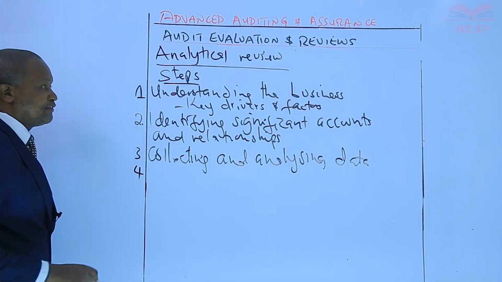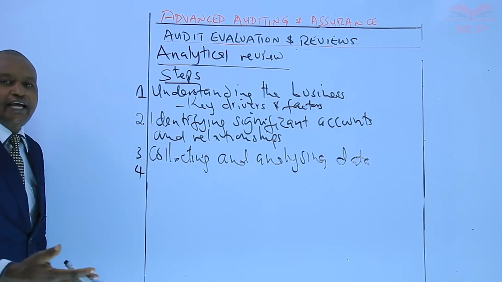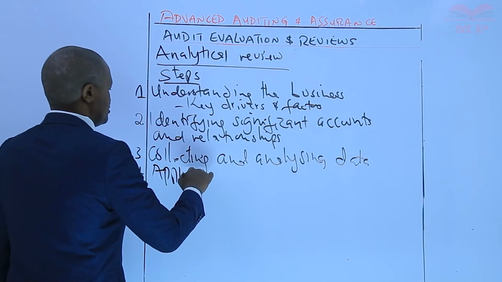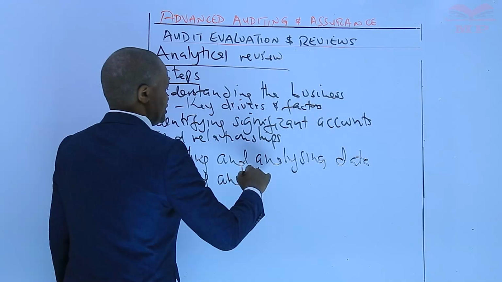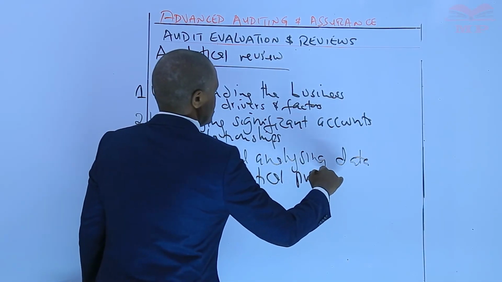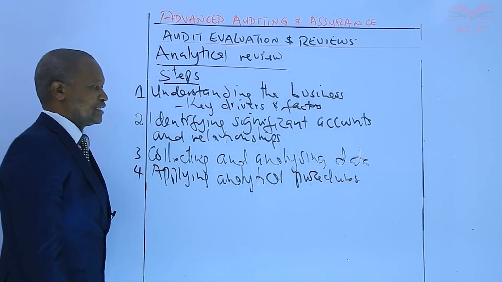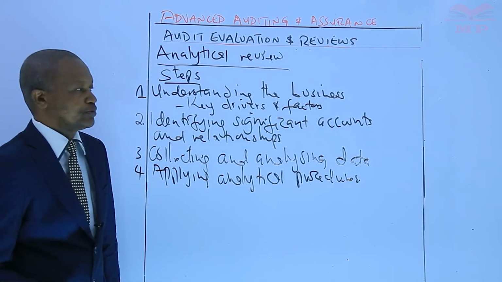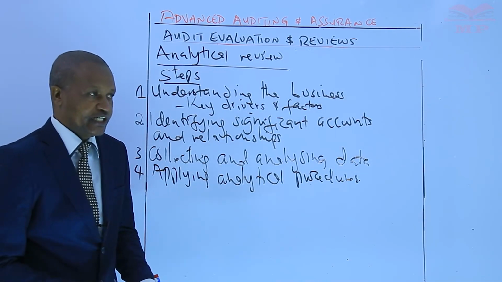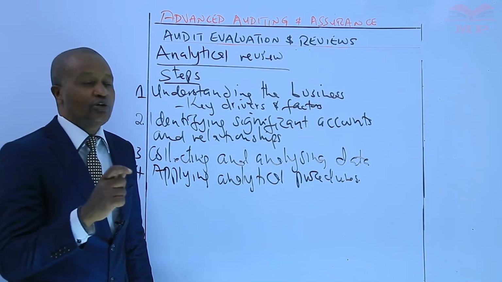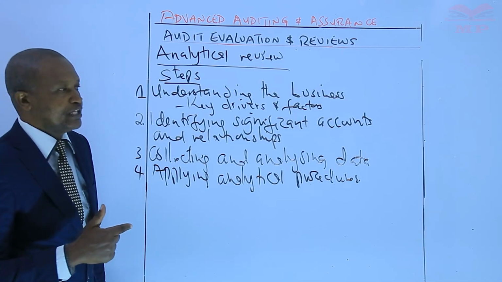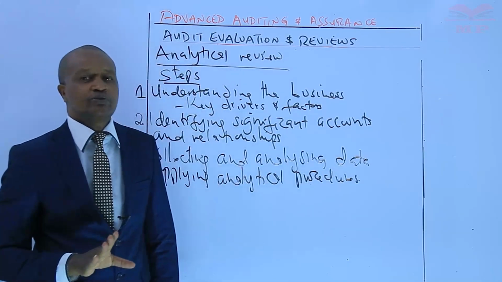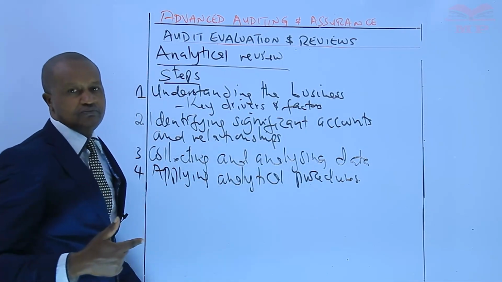Then, candidates, the fourth step is applying analytical procedures. The auditor applies various analytical procedures to the financial data in order to detect any anomalies or inconsistencies. And that may involve comparing current financial information with the prior periods.